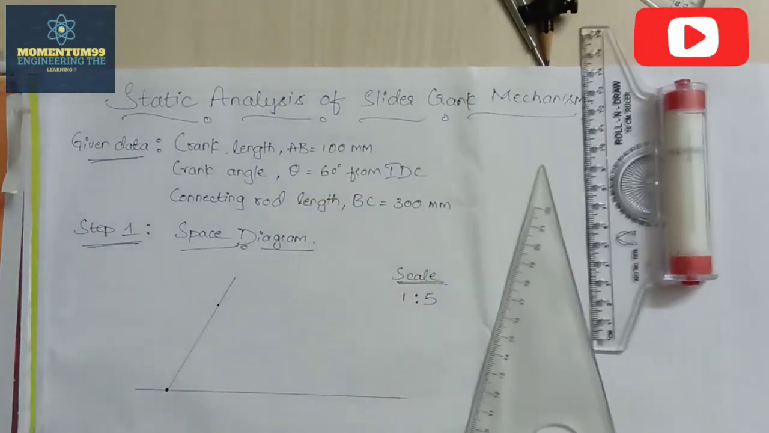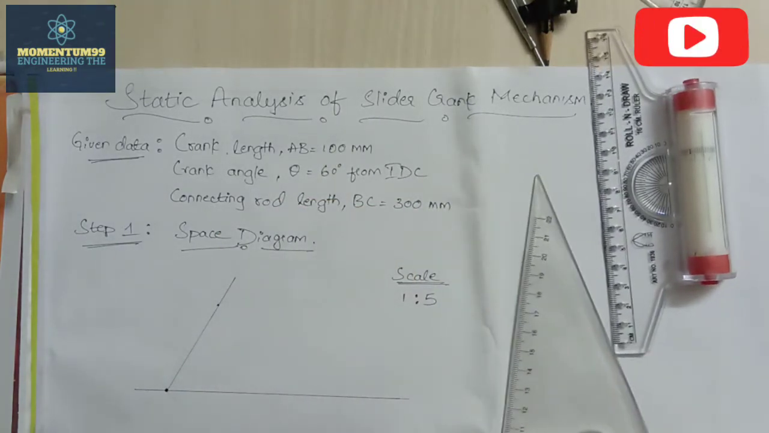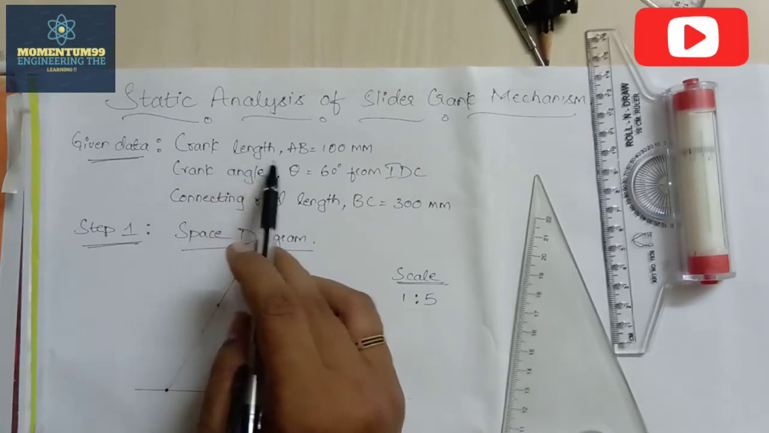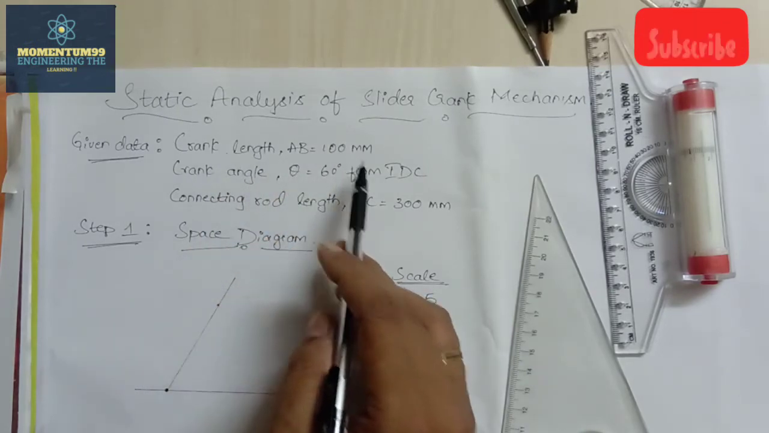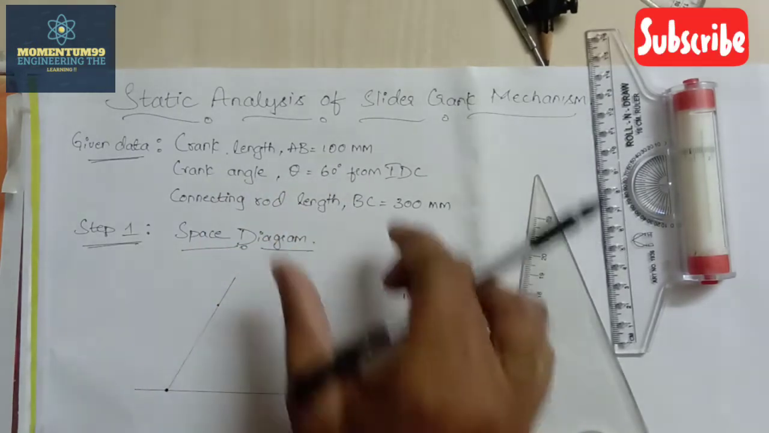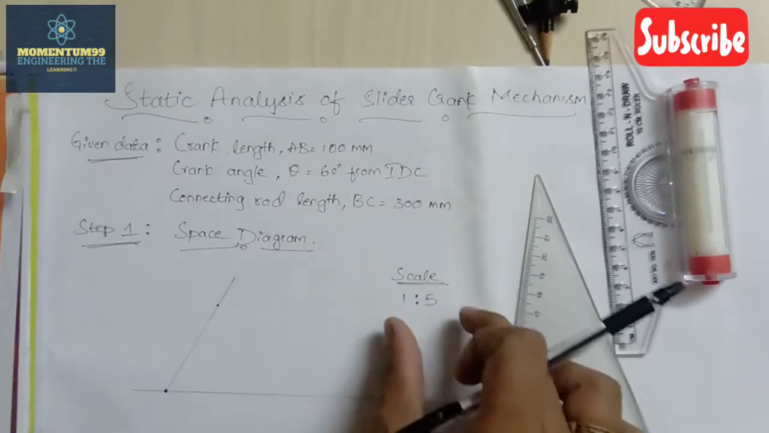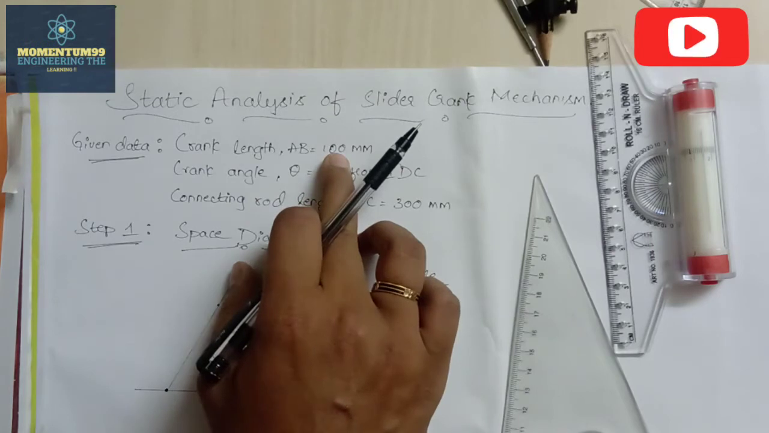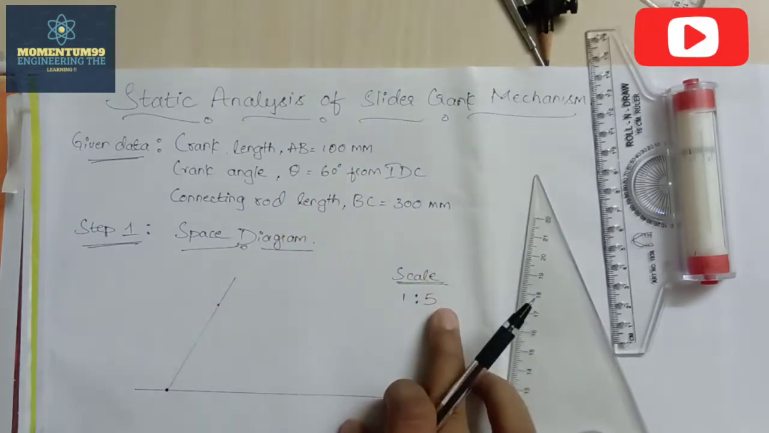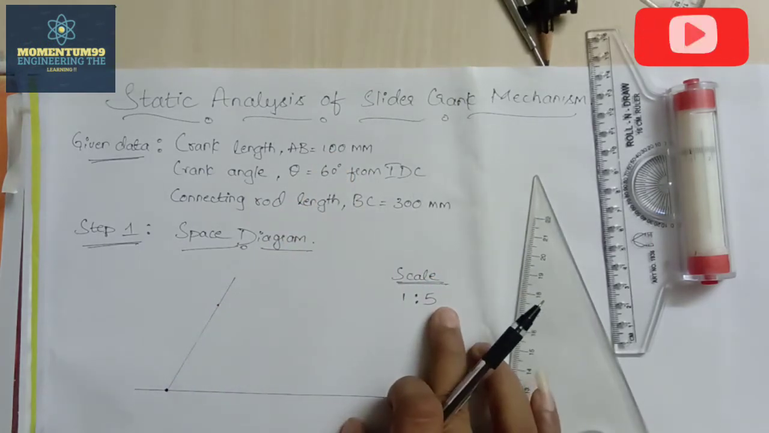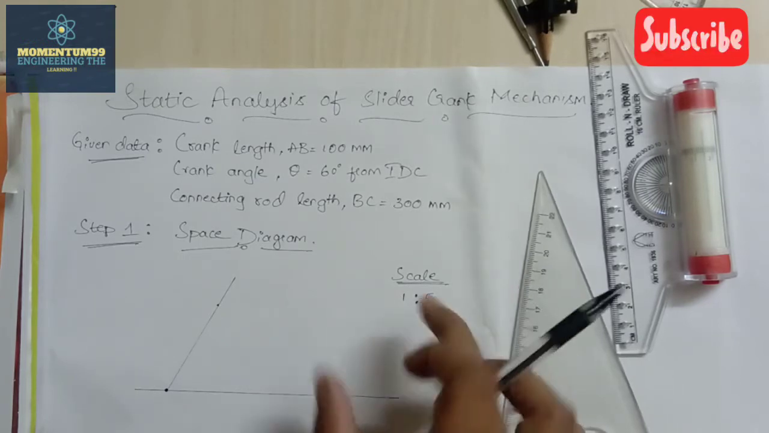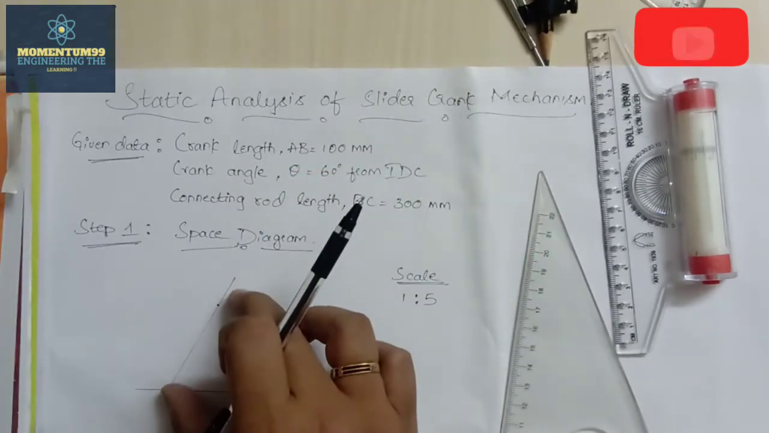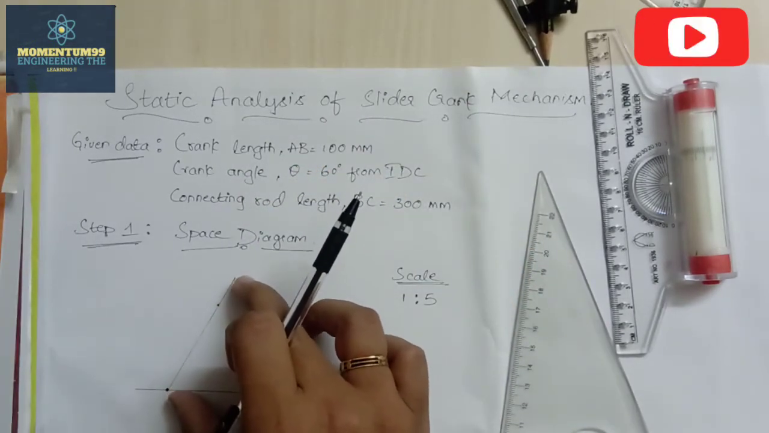Now next, they have given the crank length AB equal to 100 mm. Since we are using a reduced scale, we need to reduce this 100 mm to 1:5 scale. In order to do that, divide this 100, whatever the dimension they have given, by 5, or multiply the 100 by 1/5, so that you will get the answer equal to 20. So this 100 mm length you will be measuring on this particular line segment as 20 mm.